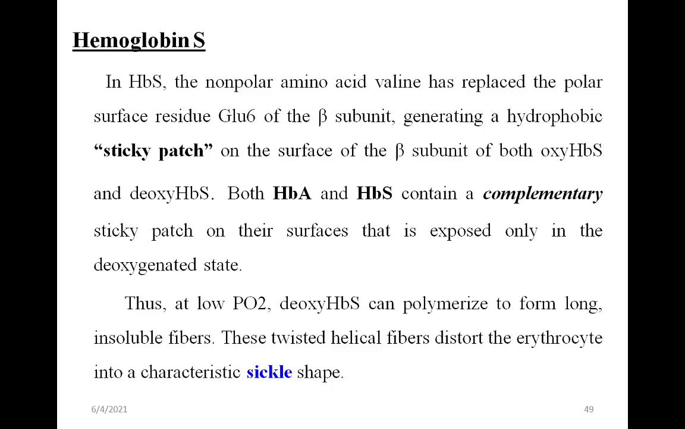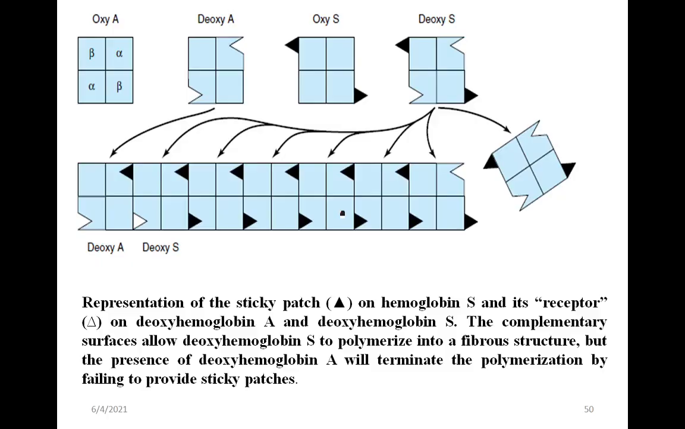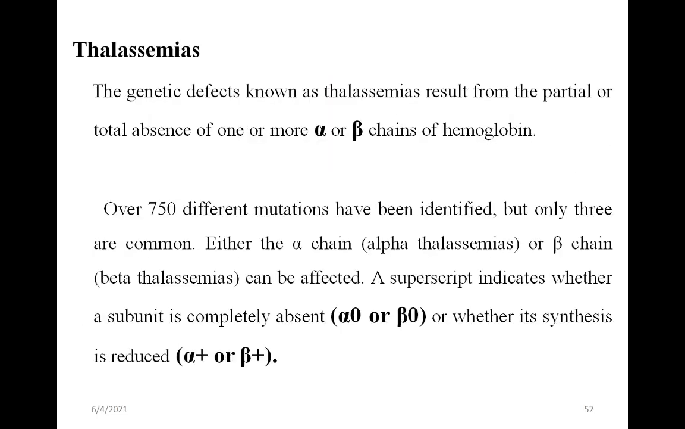Quality is abnormal, that is a qualitative defect. Abnormal hemoglobin, but the number of the hemoglobin is okay. Production is okay, number of the hemoglobin is okay, but quality is the abnormal hemoglobin. But here in thalassemia, the quality is okay, but quantity is less.